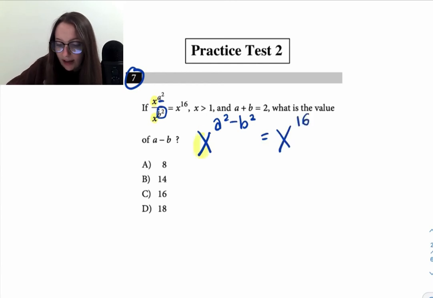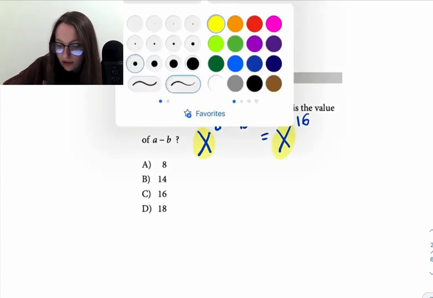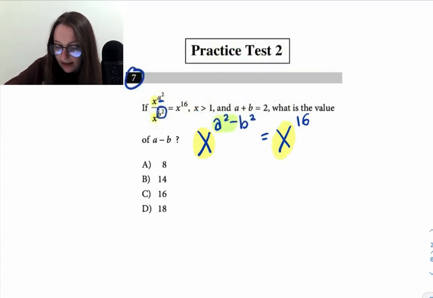We can see that they both have the same base here, x. So I'm definitely going to have to start working with the exponents and set a squared minus b squared equal to 16 to try to figure out what this is. Because if x raised to this is equal to x raised to the 16, then a squared minus b squared has got to be equal to 16. So let's go ahead and do that.